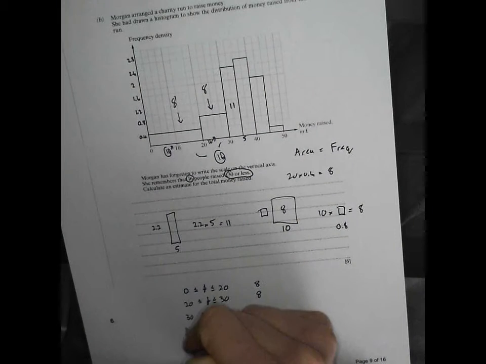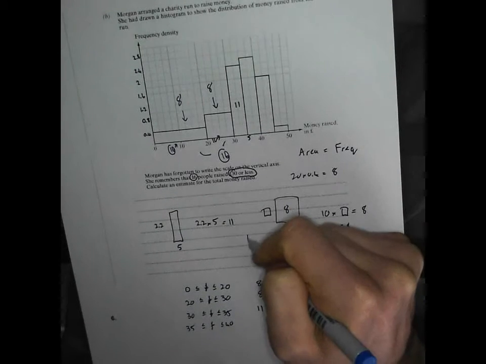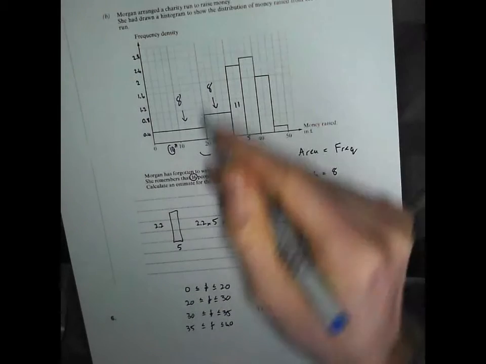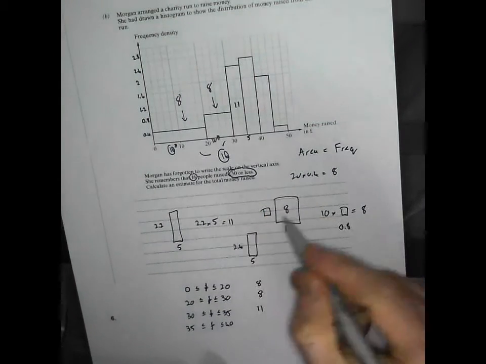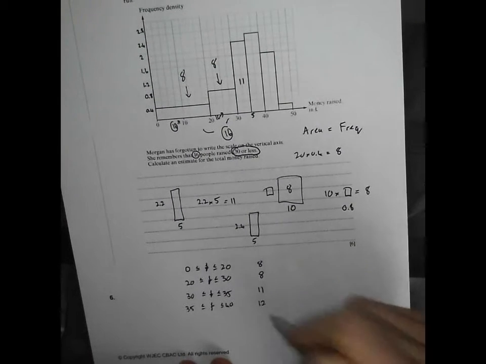The 35 to 40 group. Well, that as well is another rectangle. Again, it's got a width of 5, and this time this seems to go all the way up to 2.4. So its area is the number of people in it. 5 lots of 2.4, I think, comes out to be 12. This is a flipping hard question, this one.